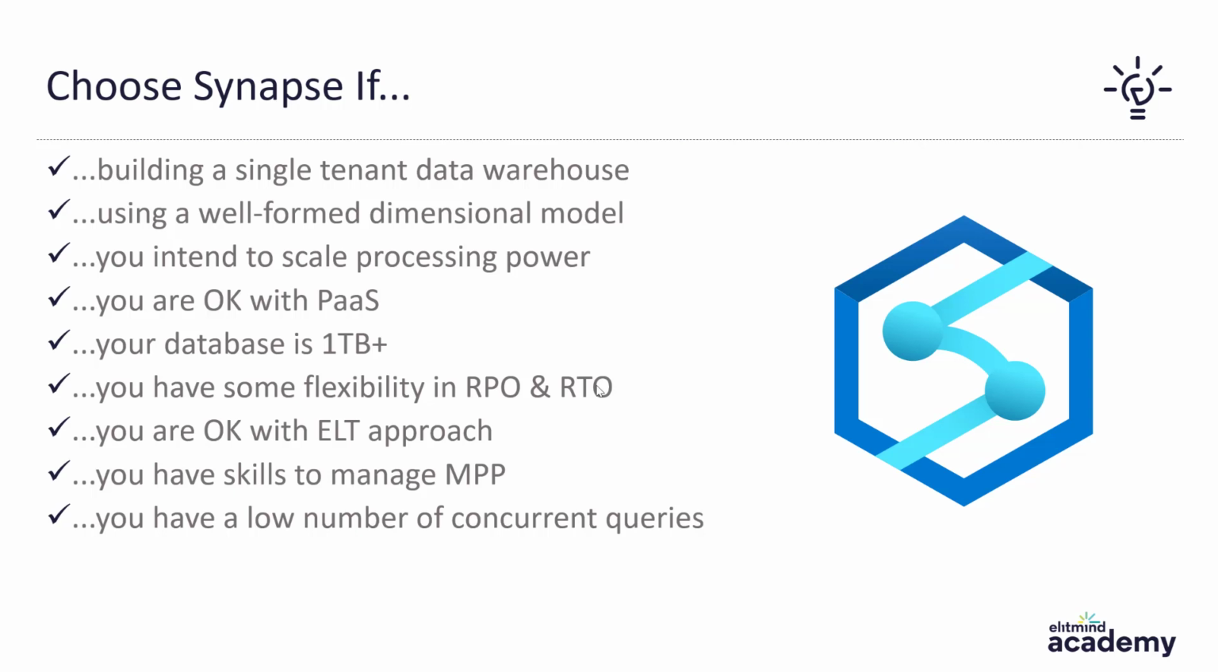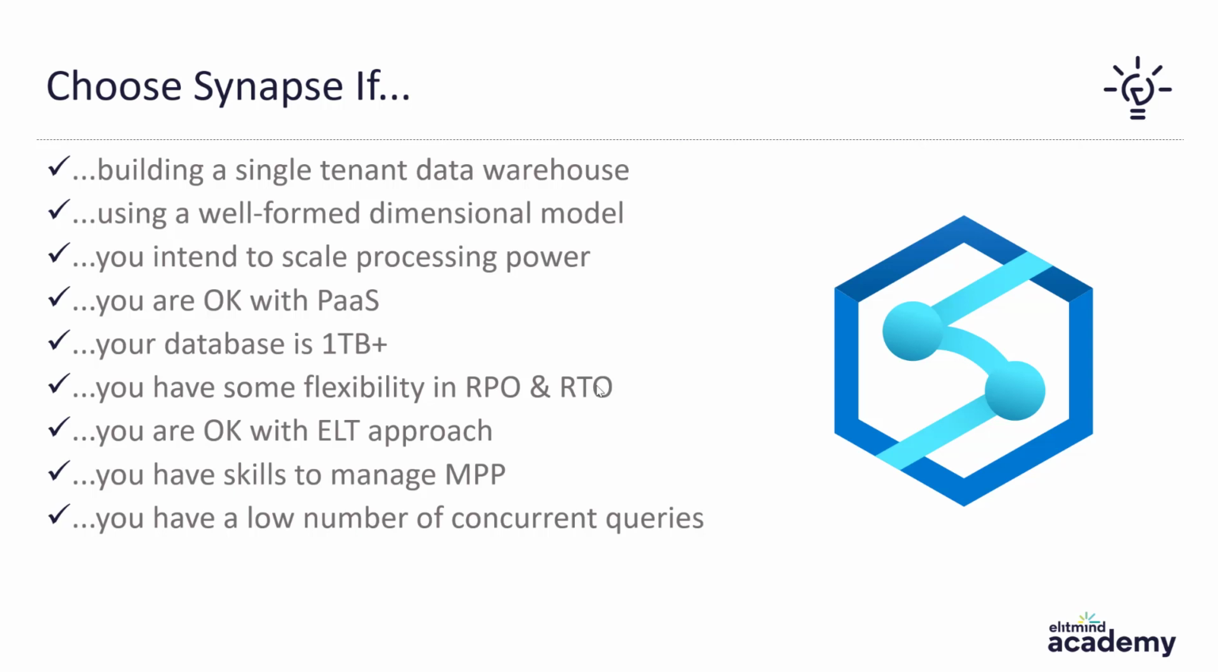You definitely want to use the ELT approach instead of ETL, known from the on-premises world. So you first extract the data, load it as quickly as possible to your storage, and then use PolyBase to load it to Synapse. This is the fastest way of loading the data. And then the transformation occurs after loading the data to your cloud infrastructure.